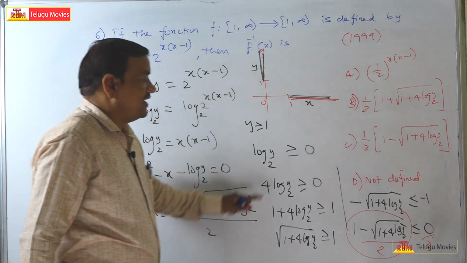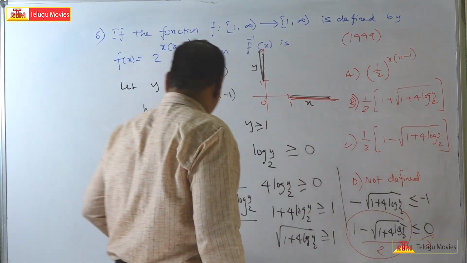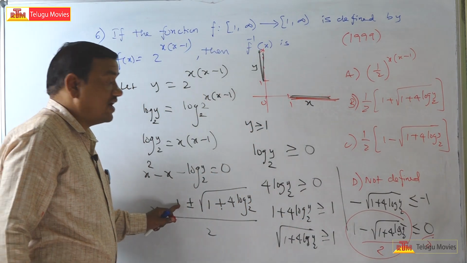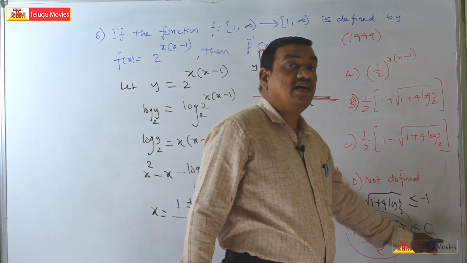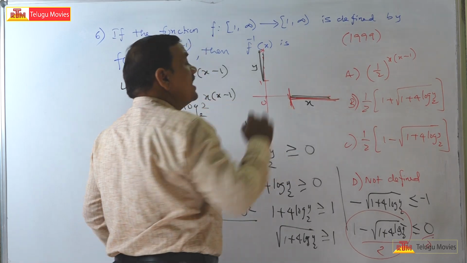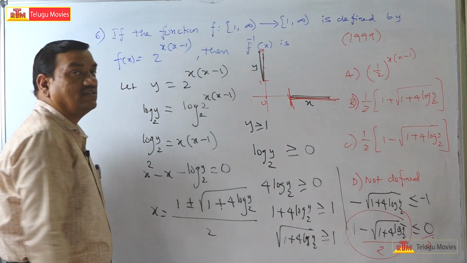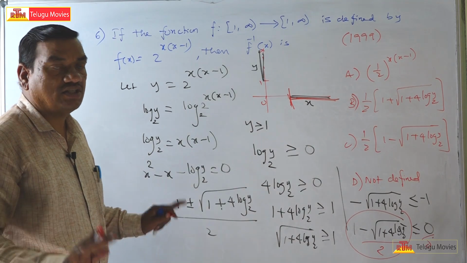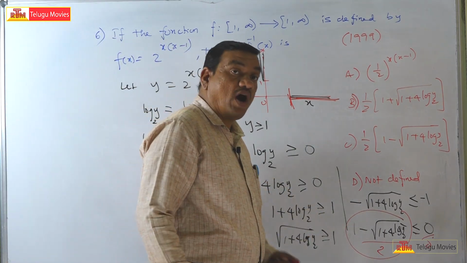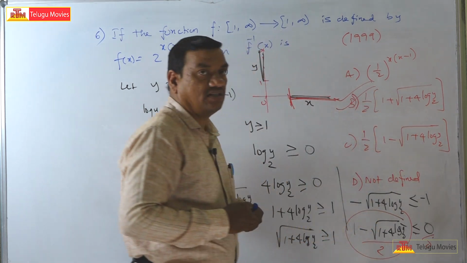So, if you proceed like this, the x value we got is less than or equal to 0, but the x value has to be 1 or more than 1. That is why minus is not permissible, minus is not allowed. What you have to take is plus. So, therefore, option B is the right answer.